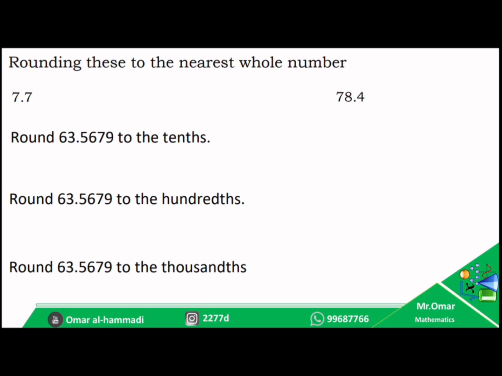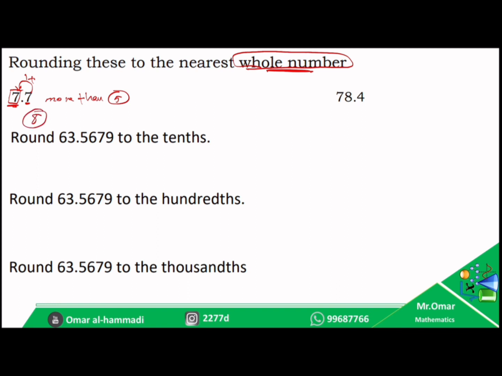Rounding these to the nearest whole number. First of all, we want to round it to the whole number. So we have 7.7. Draw a square or a triangle around this. This is the whole number. And now we will see after the point we have 7. 7 is more than what? More than 5. So we will round it. 7 will give plus 1. We will add plus 1. So the number, after rounding to the whole number, will be 8.